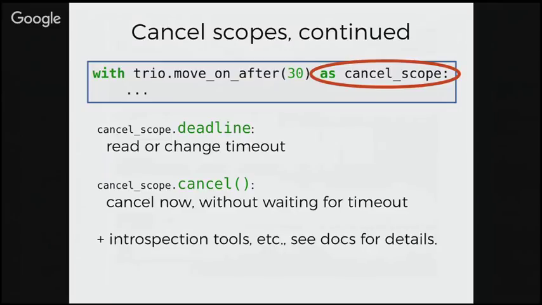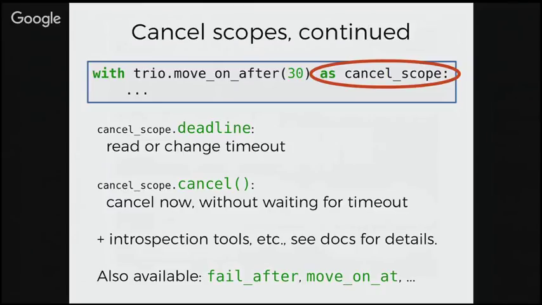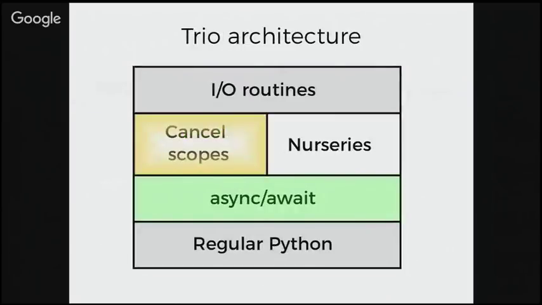And then you can introspect the cancellation some more. And if you don't want to just keep going after cancel, you can also have fail after, which raises an exception. Or if you want to set an absolute deadline instead of 30 seconds from now, say at this time, you can do that. All the usual bells and whistles. That's the basic idea. Okay, so now we understand cancel scopes, hopefully.